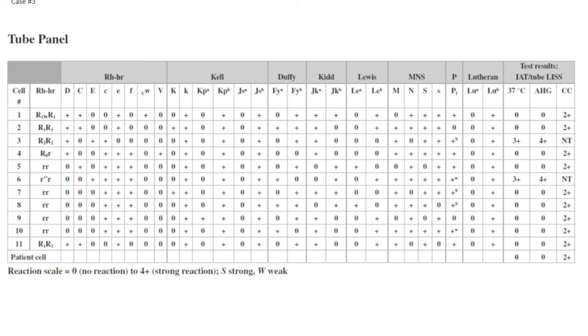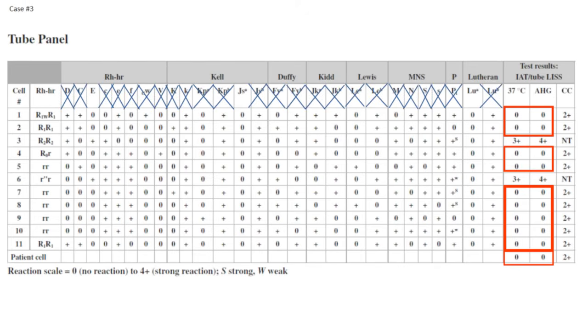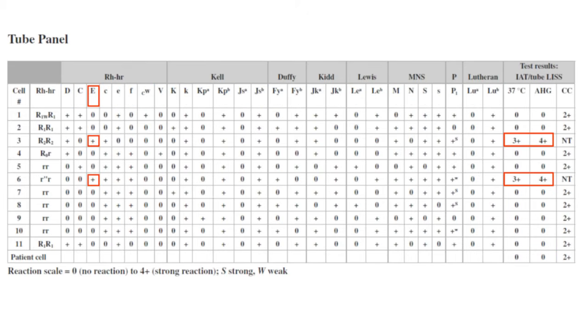So this is showing reactivity on 2 cells at 37 and AHG, similar to what we saw before, with the autocontrol being negative. Right. So we have 2 cells that are positive, other cells that are negative, and then what are we able to rule out? So we could rule out almost all the other antigens, and single out anti-big E.